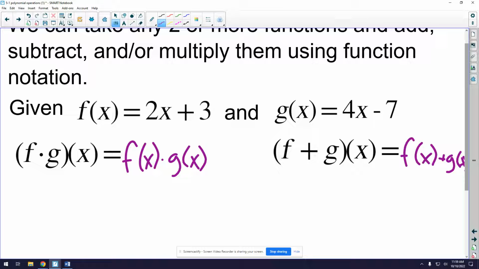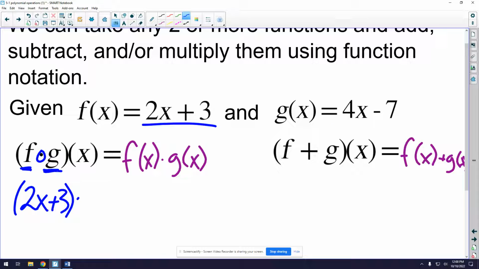Now, what is super important with addition, subtraction, and multiplication and any of those combined? When you take each of your functions, you need to initially start with the function in parentheses and your math in between. So what I mean by that is I'm going to take function f, 2x plus 3. I'm going to keep that in a set of parentheses first. Times, because that's what it says, times. Now I'm going to take g of x, 4x minus 7, in a set of parentheses.